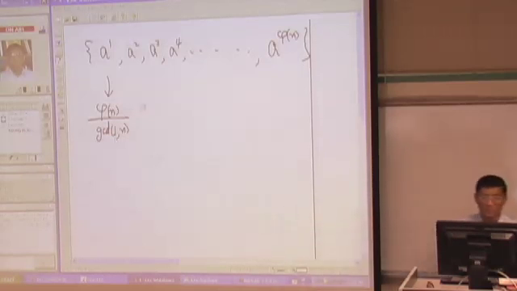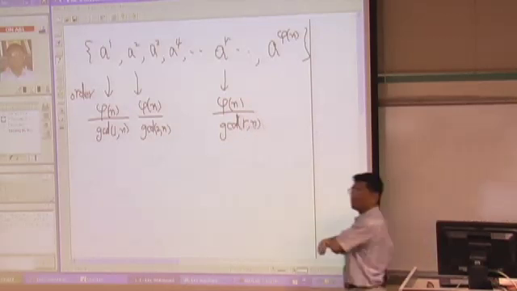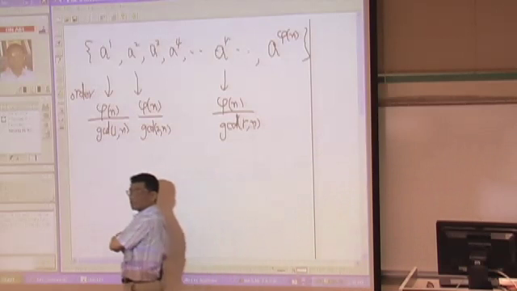And the order of this number is phi of n over GCD of 2 and n, right? So I'm counting the order of each number, right? And then the order of a number generally, for instance a to the power of r, is phi of n over GCD of r and n. We already proved this thing before, right? So please check these things and ask.